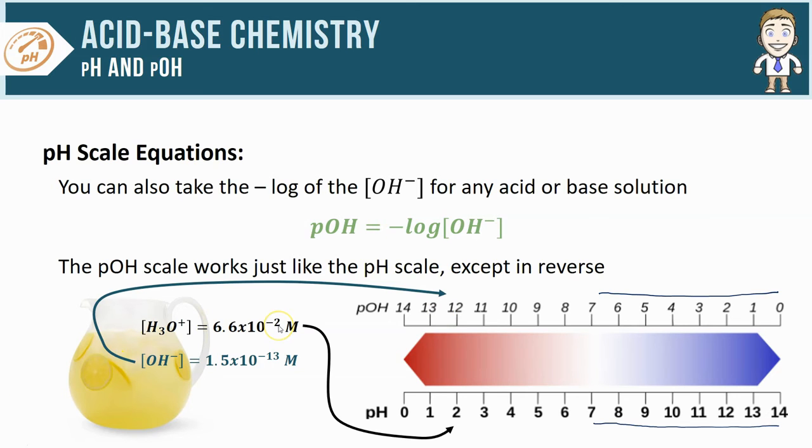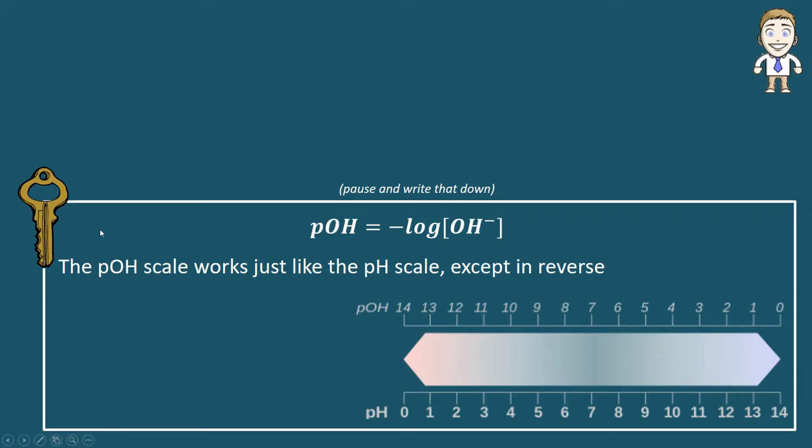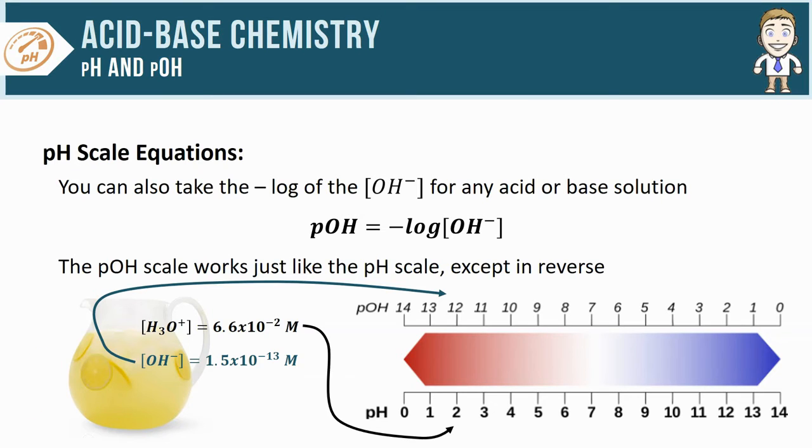So by looking at the pH, I know that my lemonade is acidic because the pH is between 0 and 7, but looking at the pOH, I know it's acidic as well, except acid solutions on the pOH scale will fall between 7 and 14. The pOH equation and these overlapping scales are some of the key ideas for this video. Make sure to pause and take some time to write those down.